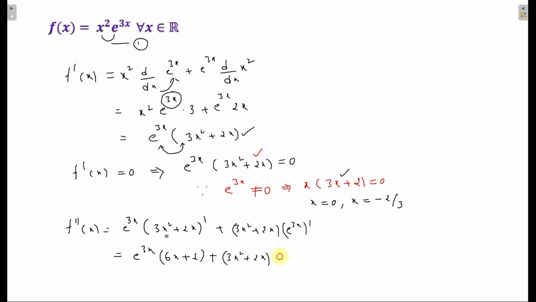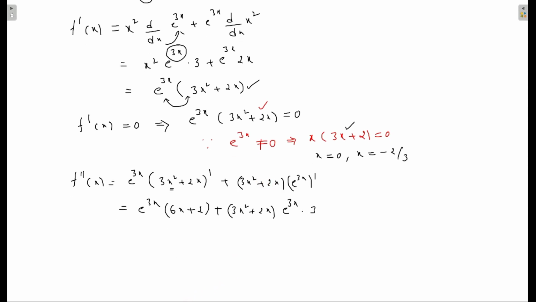Again, the derivative of e^(3x) is e^(3x) times the derivative of 3x, which is 3. I can take e^(3x) common again in this one. So the remaining terms: 3x² into 3 is 9x², plus 6x, plus, writing down these two terms, 6x + 2. So this is e^(3x)(9x² + 12x + 2).